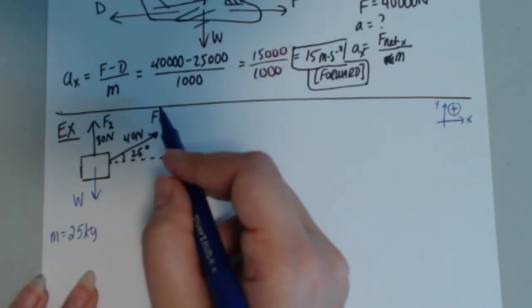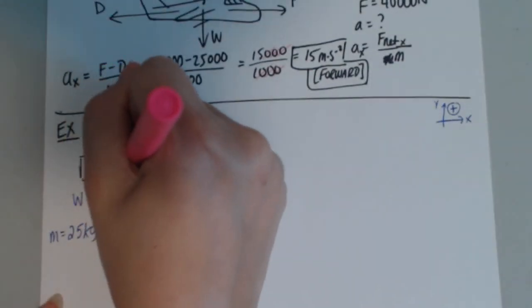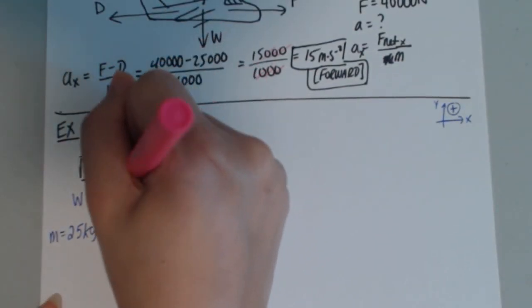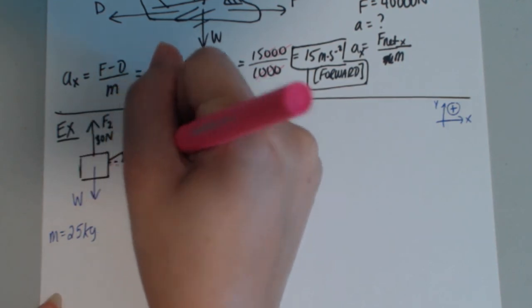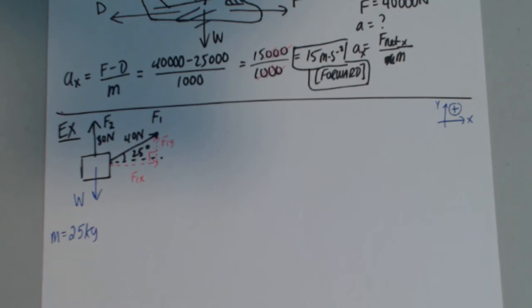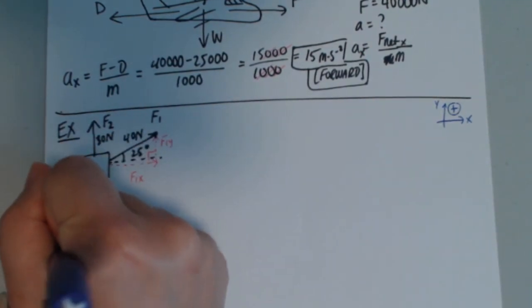And I take my F1 force and I break it up into its components, a horizontal x and a vertical y. So I have F1y and I have F1x, and of course, those meet at 90 degrees to each other. Now, the goal of this question is to find acceleration.